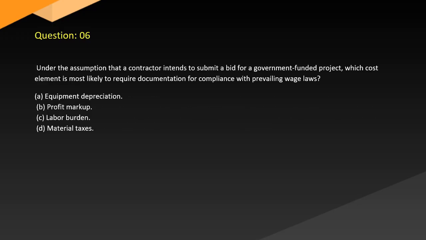Question 6. Under the assumption that a contractor intends to submit a bid for a government-funded project, which cost element is most likely to require documentation for compliance with prevailing wage laws? A. Equipment depreciation. B. Profit markup. C. Labor burden. D. Material taxes.